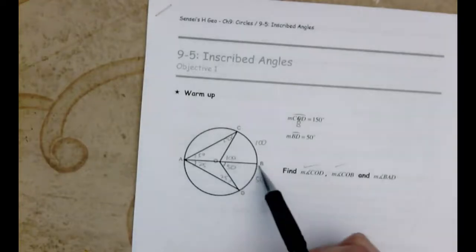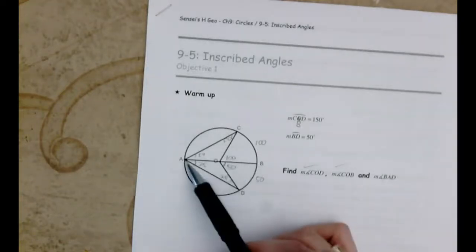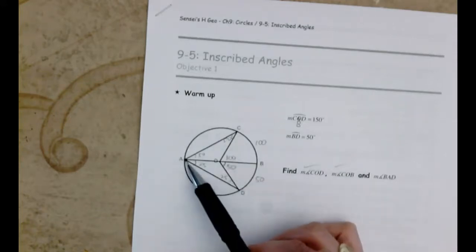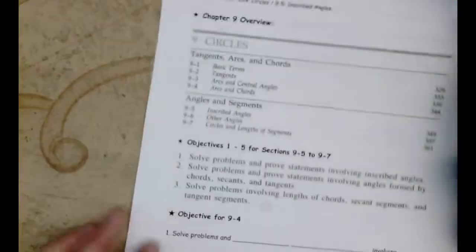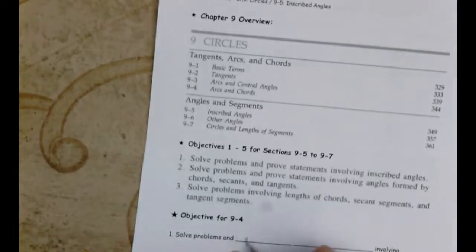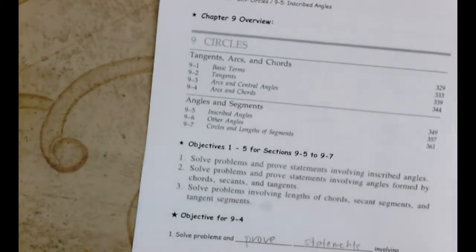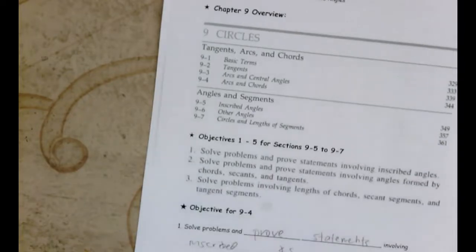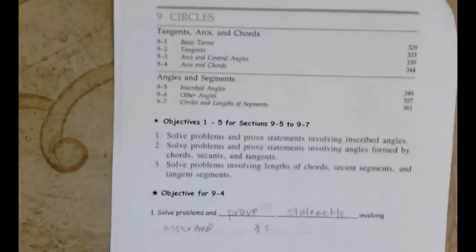It's the angle that is made by an arc and on the circumference of the circle. That's an inscribed angle. So the objective here is to solve problems and prove statements involving inscribed angles. This packet has a lot of corollaries and theorems.